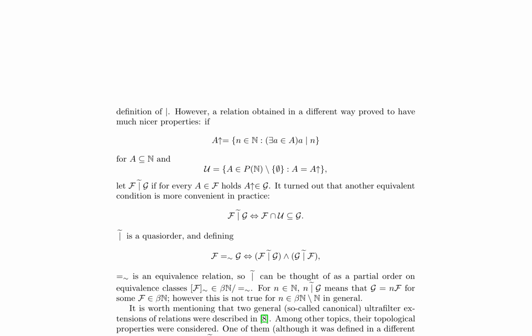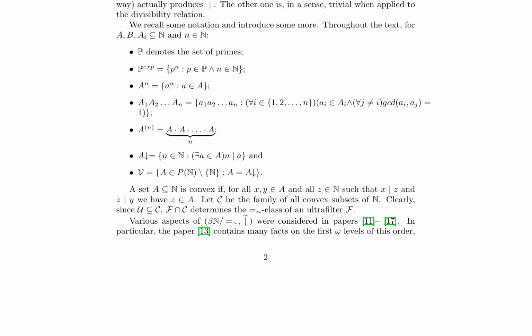An alternative condition for F ≤~ G is also provided, stating that F intersection U is a subset of G, where U is the set of A subset of N such that A equals its upward closure. The paper explains that ≤~ can be thought of as a partial order on equivalence classes, and notes that F ≤~ G means G equals nF for some n element of βN. But this is not true for n element of βN in general.